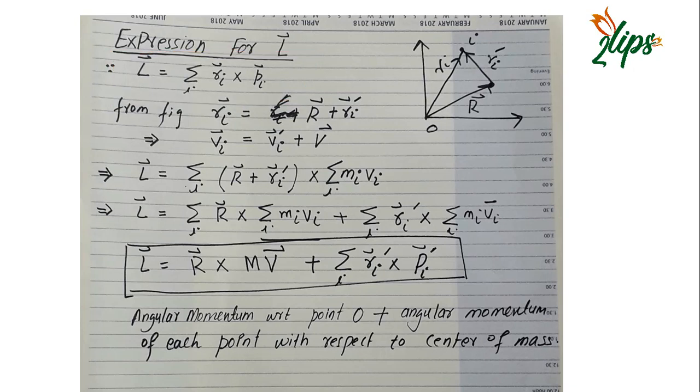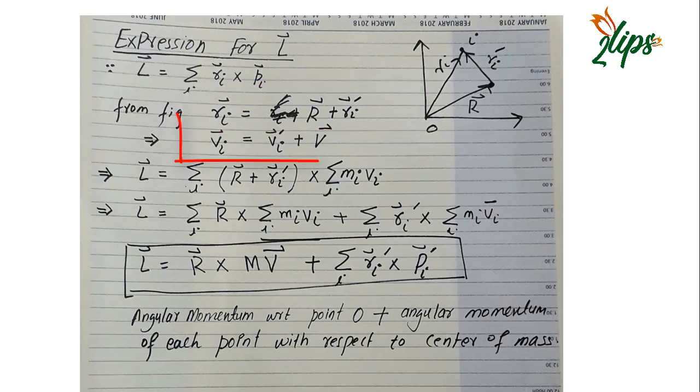Now consider an ith particle in the system whose position vector with respect to the origin is Ri, and whose position vector with respect to the center of mass is Ri prime, and R is the position vector of the center of mass with respect to our coordinate system. So using the simple head-to-tail rule, I can write this expression. You can see this diagram here.